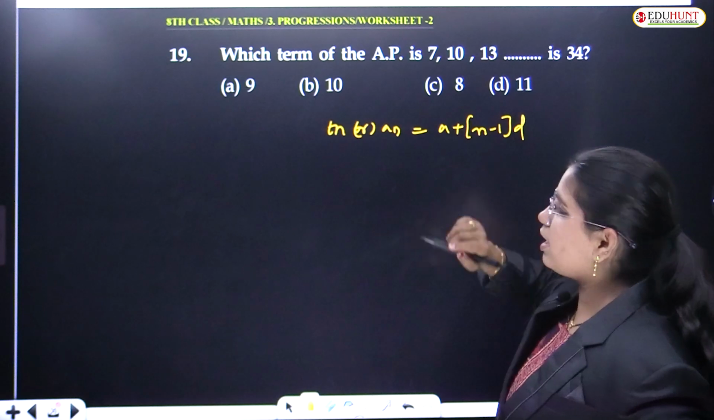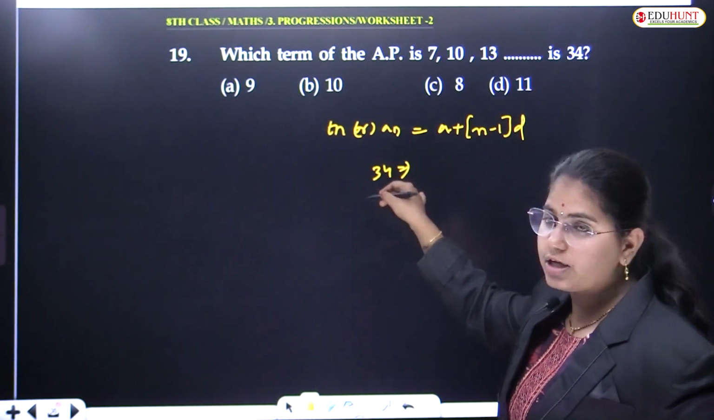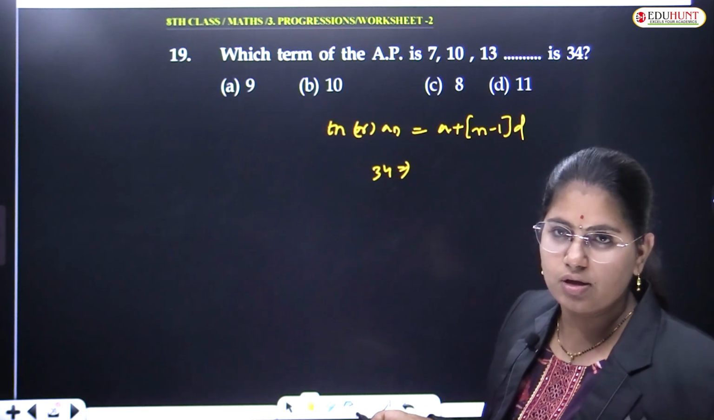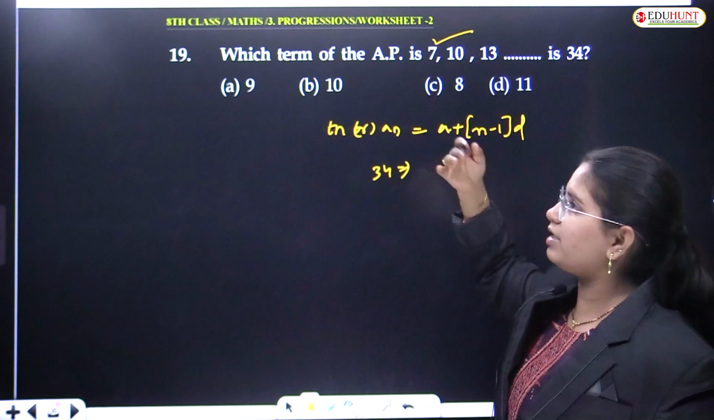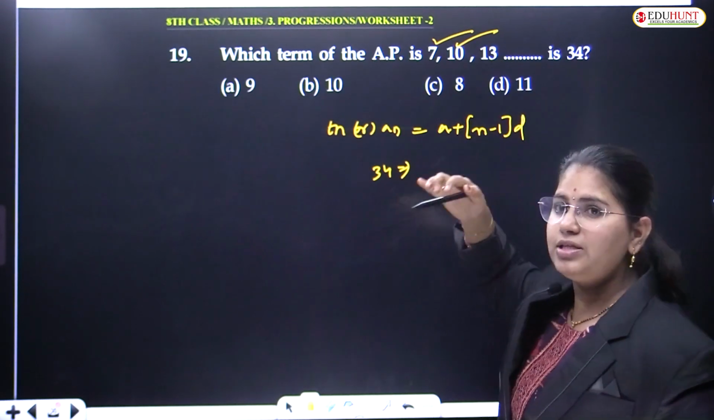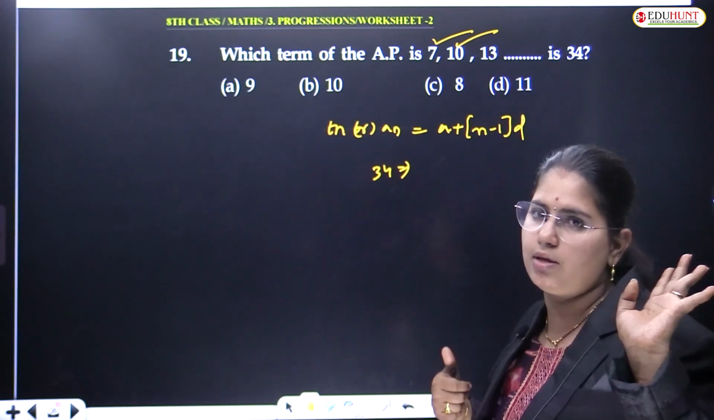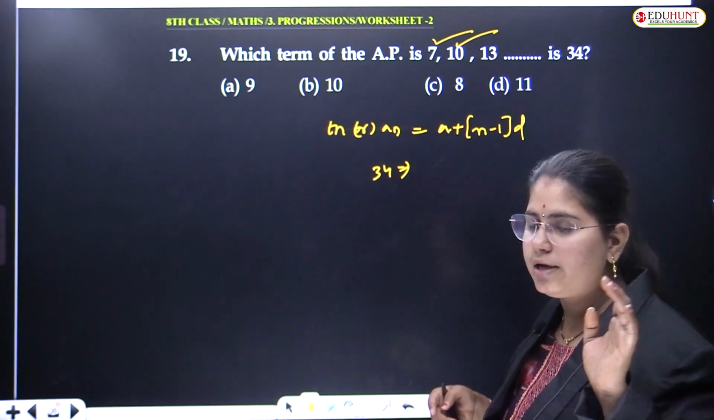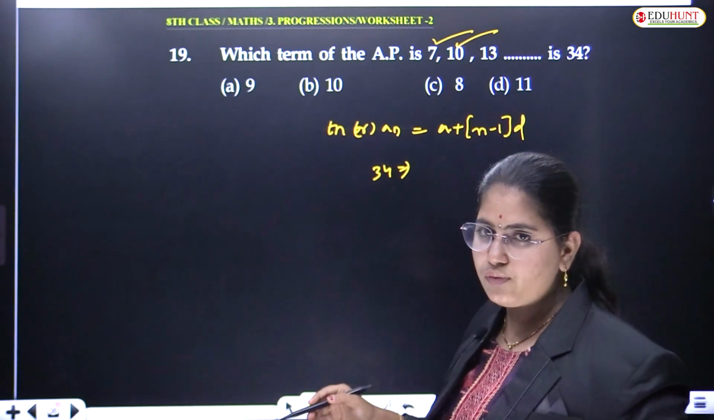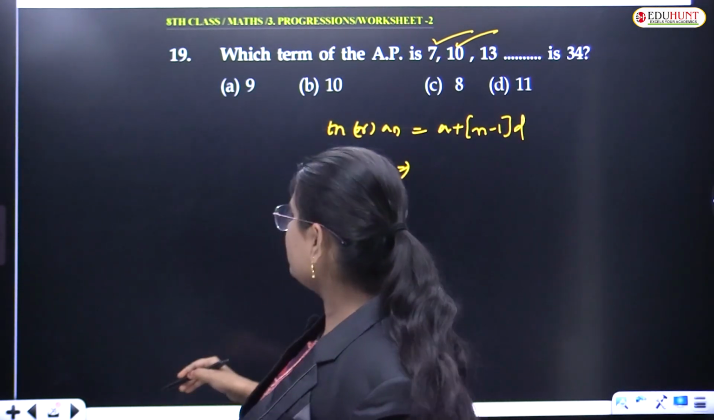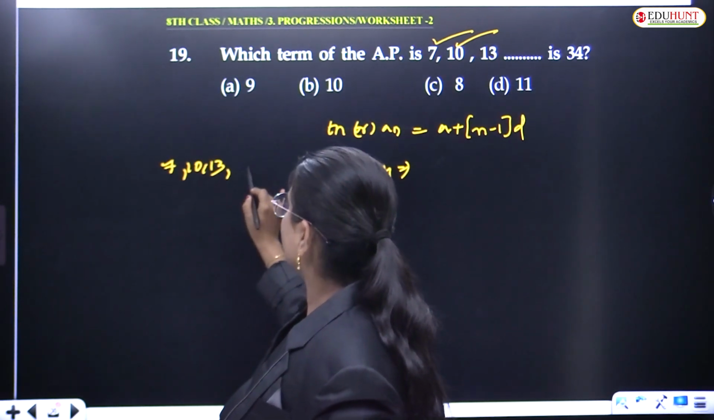So they gave you that the last term is 34. But at what place does this become 34? At the first place, your value is 7. In the second place, your value is 10. That means 34 is located at what particular place? That is what they were asking you. So 34 and A value are given. Also, we have to start our question with the given. So what are the terms of the AP given? 7, 10 and 13, and so on.